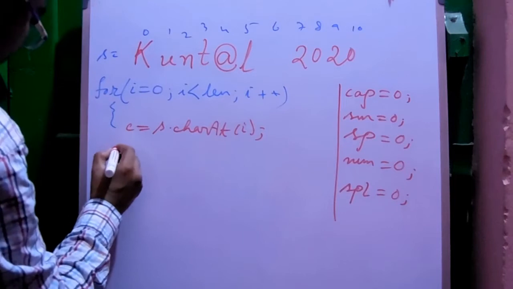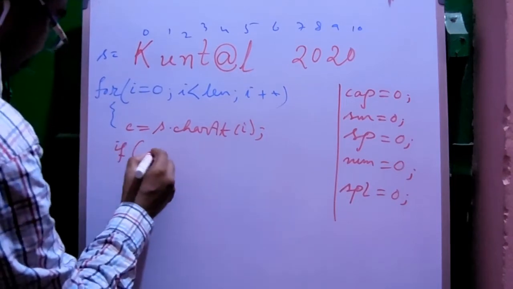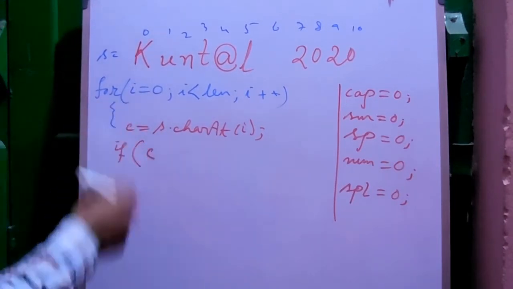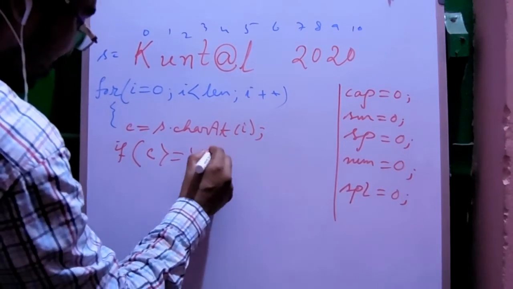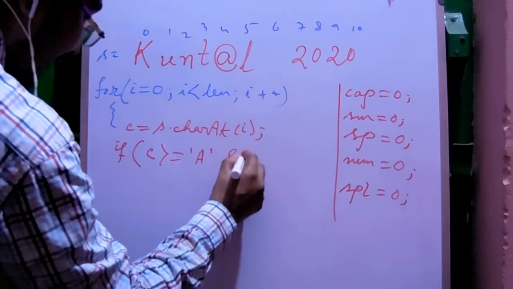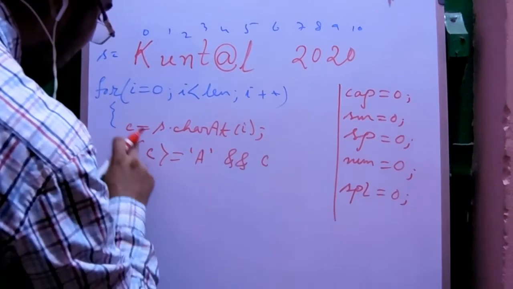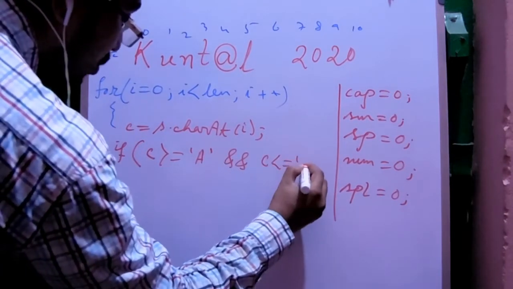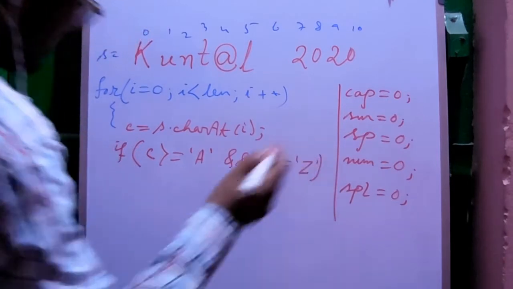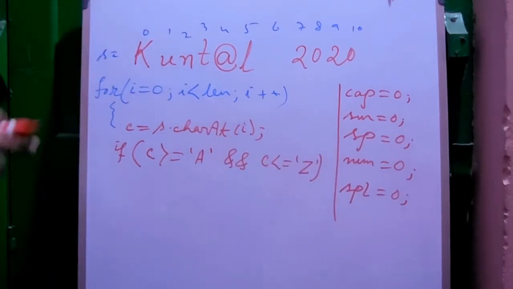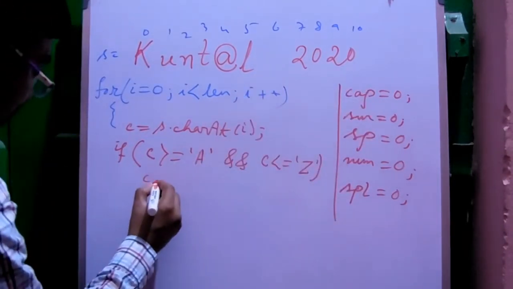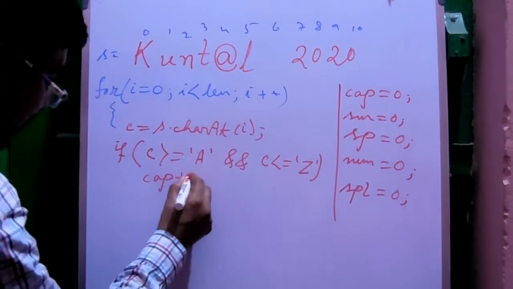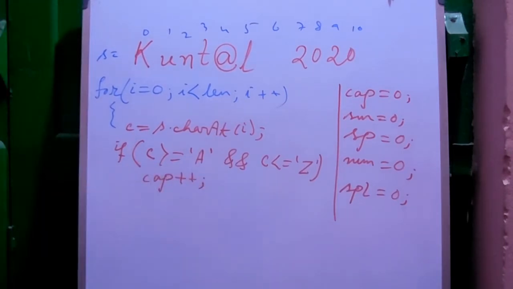That's why we will start with if. If this C, the extracted one, is greater than or equal to, in single quotation, capital A, and also C is less than or equal to capital Z. If it is yes, then that means it is falling under the capital letter. So this cap counter will be increased by 1.